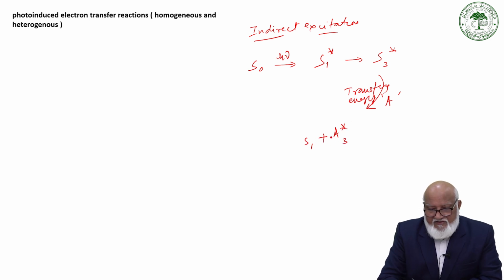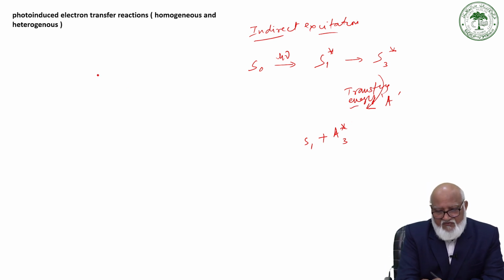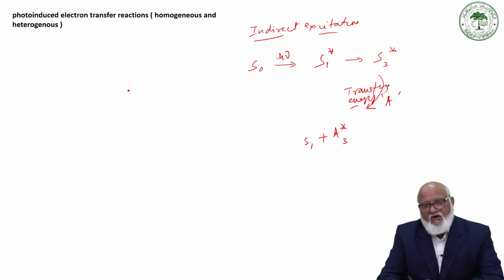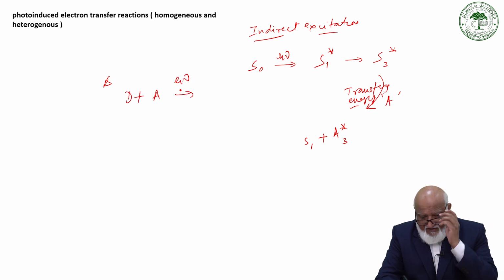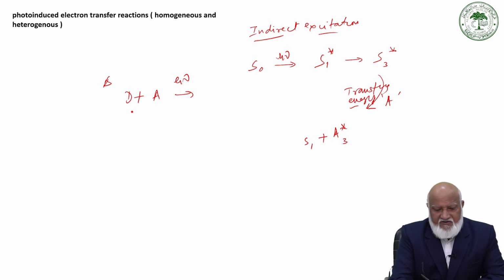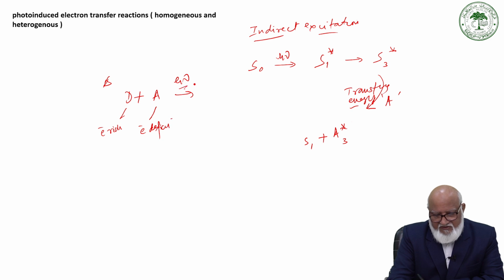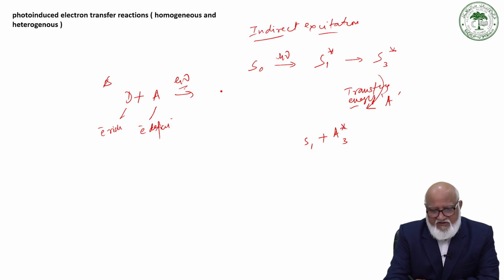It is also possible that there are some sensitizers which, instead of transferring energy, transfer an electron. In that way we have a two-component system, a donor plus an acceptor, in the presence of light. The donor is an electron rich species, the acceptor is an electron deficient species. In the presence of light, there is an electron transfer from donor to acceptor. The donor goes to a radical cation, and the acceptor goes to a radical anion.